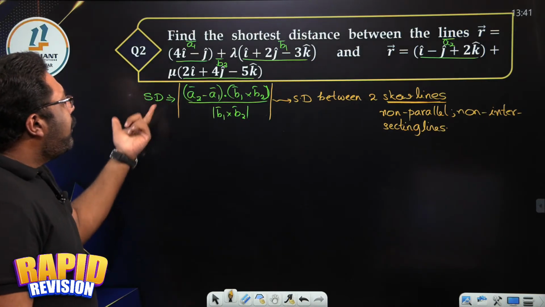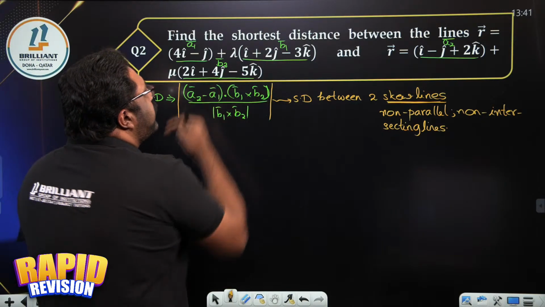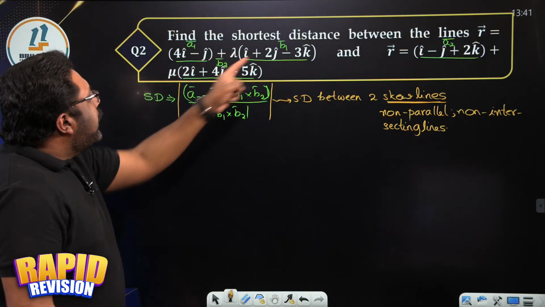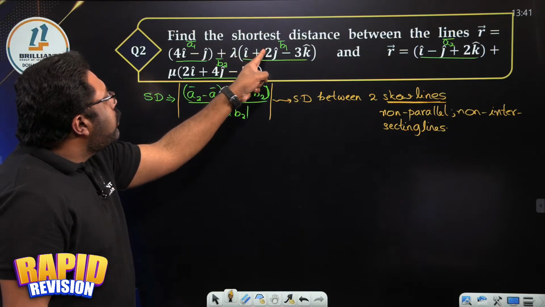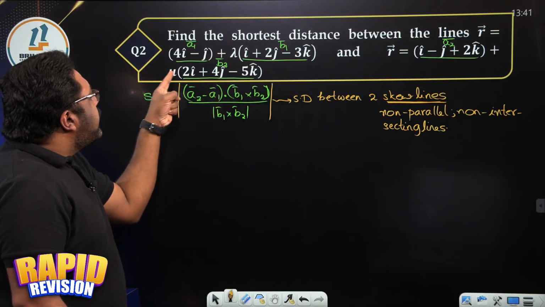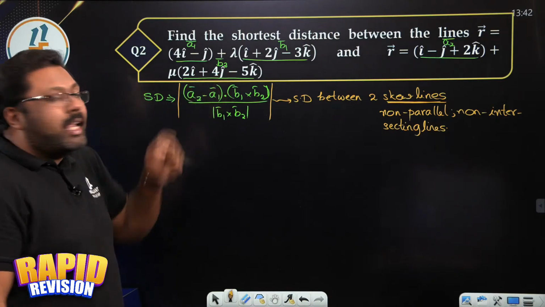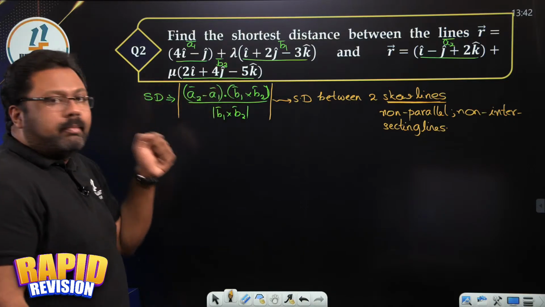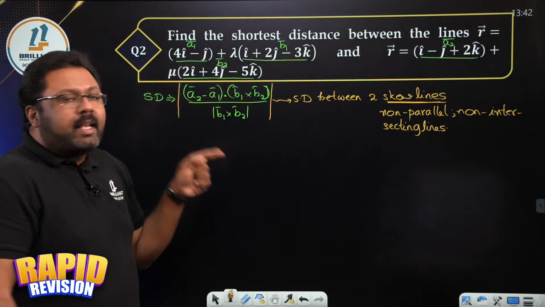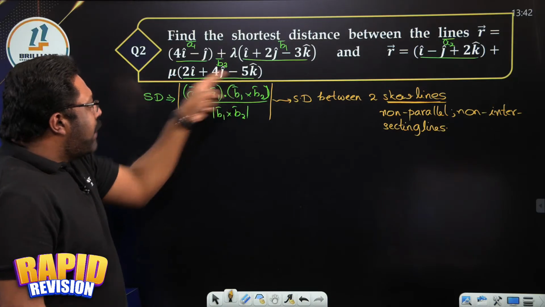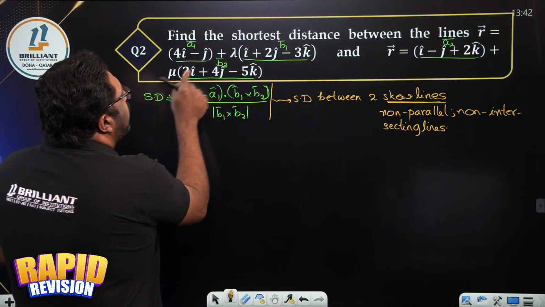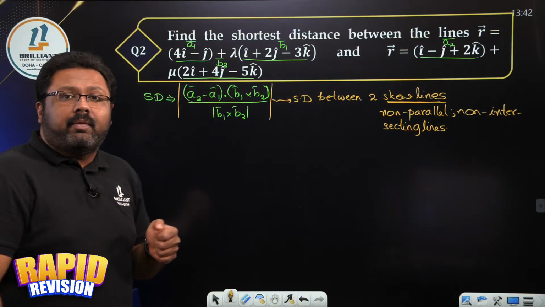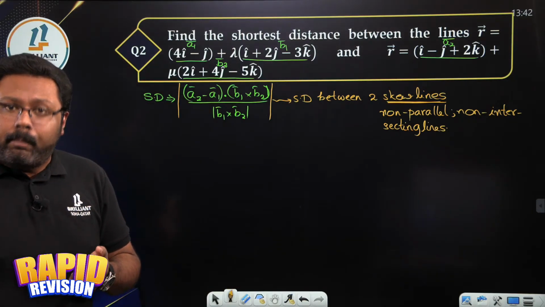Let's check if it's parallel or not. Look at B1, B2. Do they have the same direction ratios? No, they don't. This is 1:2:3. This is 2:4:5. If this was -6 by chance, then I could have written this 2:4:6 as 1:2:3, which is the same. But it's -5. So hence they are not parallel.